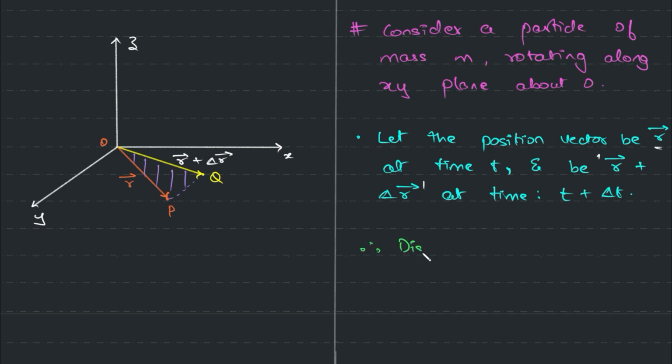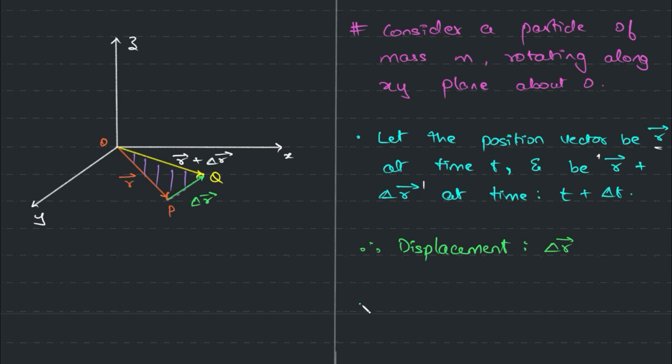So actually, let me write it clearly. Therefore, the displacement will be delta r. Okay, so displacement is this. See, the thing is, we are considering delta t, a very small time. To be honest, PQ is supposed to be an arc, but we are considering it to be almost approximately equal to delta r, a line segment PQ. Reason being delta t is small.